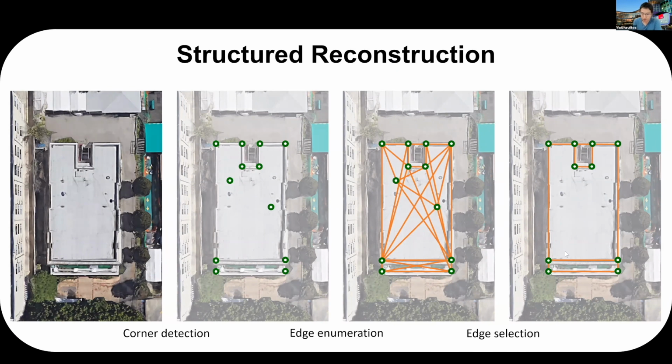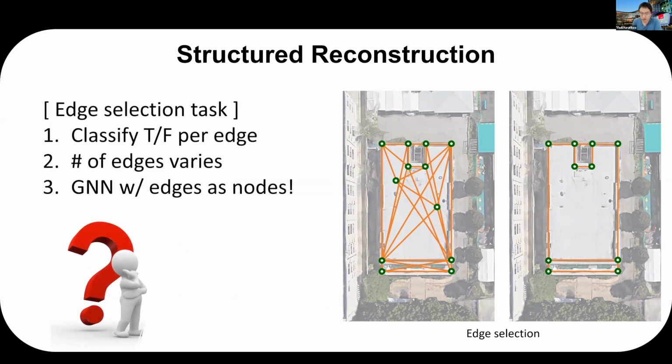In this last step, edge selection, this sounds like a very nice GNN task, because the task is to classify each candidate edge to be true or false. And the number of edges and the number of nodes vary per sample. So a CNN likely cannot do well. So a GNN does everything in one shot. It's very nice.